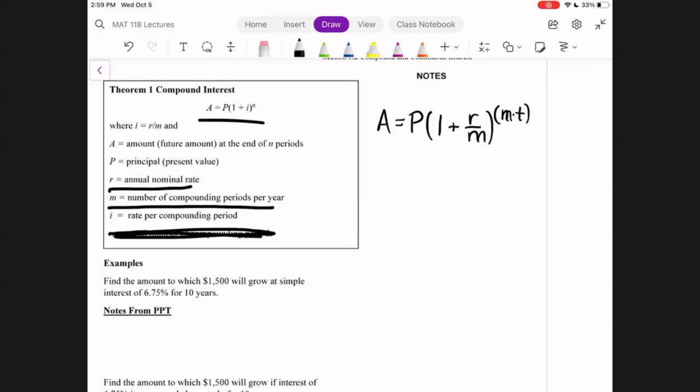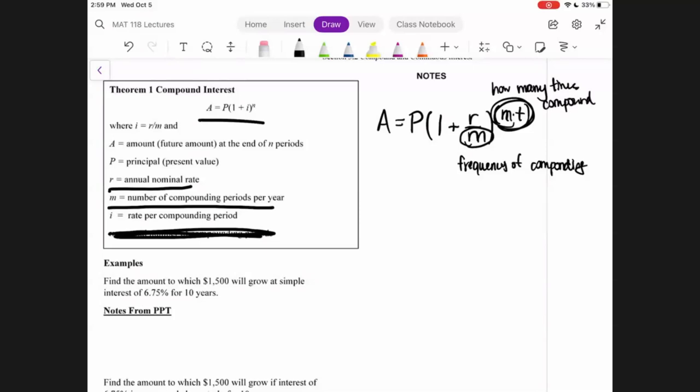But all of this is just, I think the m is based on the frequency of the compounding, and then this is how many times we compound.